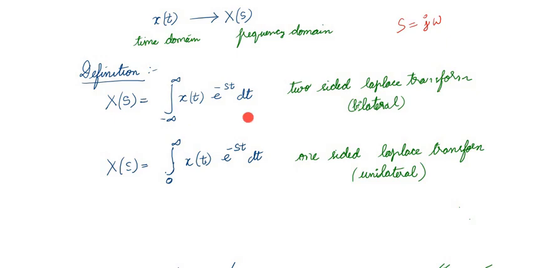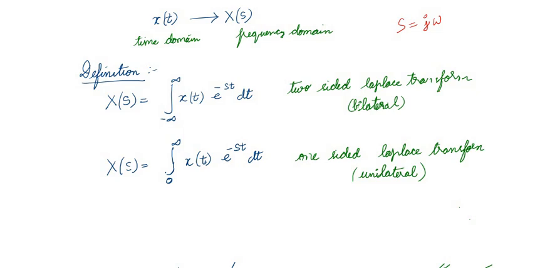This is the definition of Laplace transform, right? So if we have a signal in time domain, if you multiply with e power minus st, then integrate from time minus infinity to plus infinity, we will be getting X of s. That is the Laplace transform of x of t. This is called two-sided Laplace transform or bilateral because the time is from minus infinity to plus infinity.